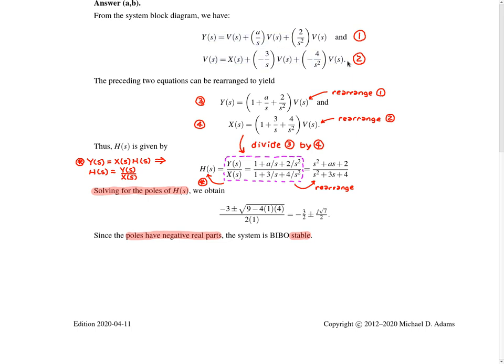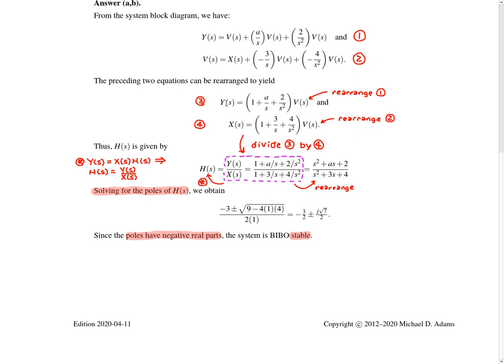The last step in our systematic approach is to combine these equations in order to determine the system function. To accomplish this, we proceed as follows. First, in equation 1, we factor V of s out of all the terms on the right-hand side. This gives us this new equation here. Then in equation 2, we move all the terms involving V of s to the right-hand side of the equation and move all other terms to the left-hand side. And then we factor V of s out of the terms on the right-hand side. This gives us this equation here.